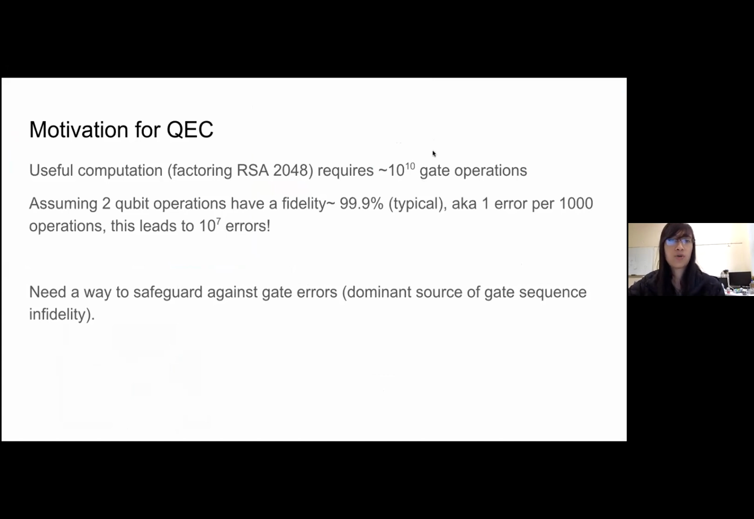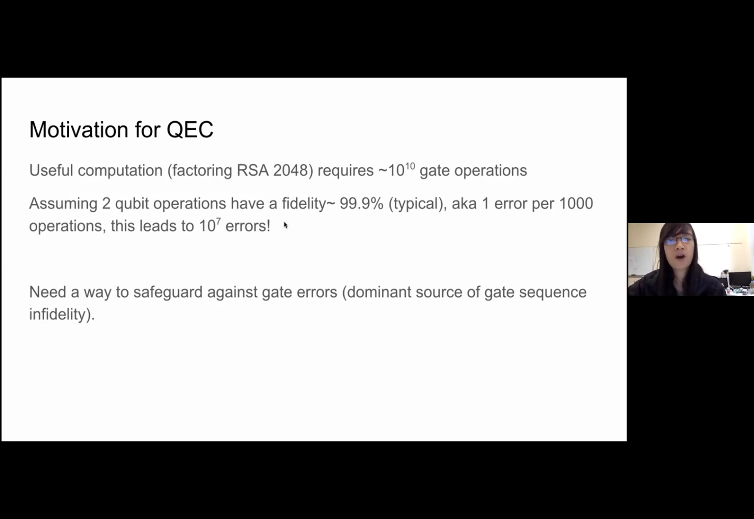Cool, that's talking about working with the actual physical qubits. Now, let's say we want to do something that's actually computationally useful, like factoring RSA 2048. This requires around 10^10 gate operations. Even though 99.9% fidelity is pretty high, that means you have 1 error per 1,000 operations, and that leads to 10^7 errors if you want to do this. At that point, that's no longer a meaningful result, right?